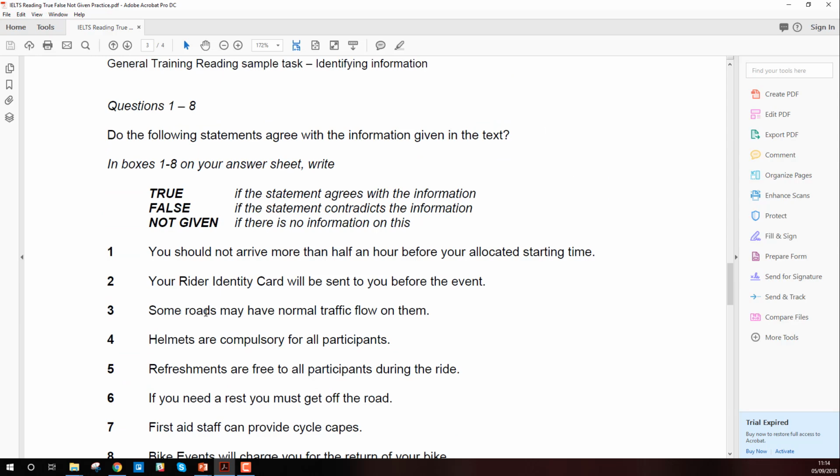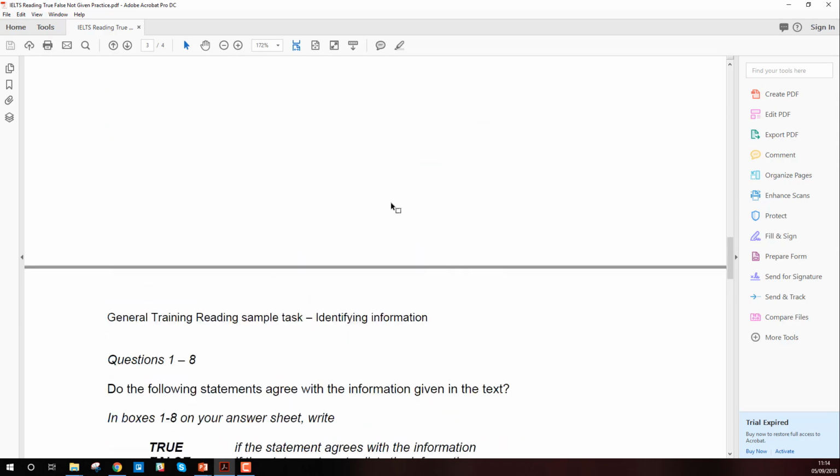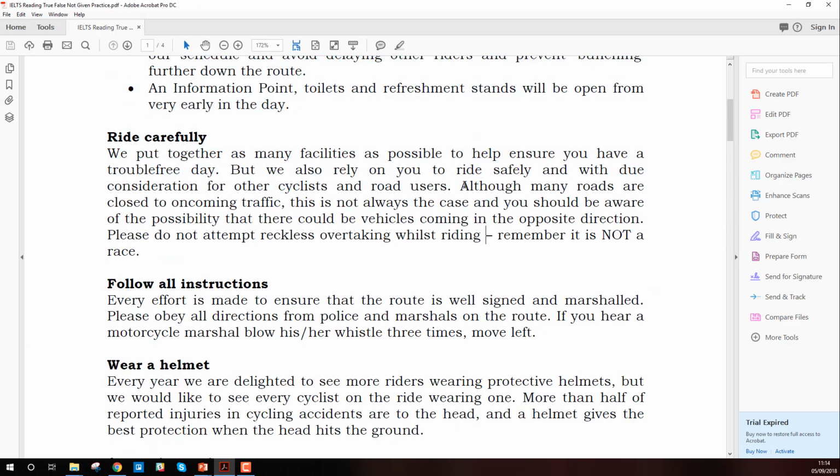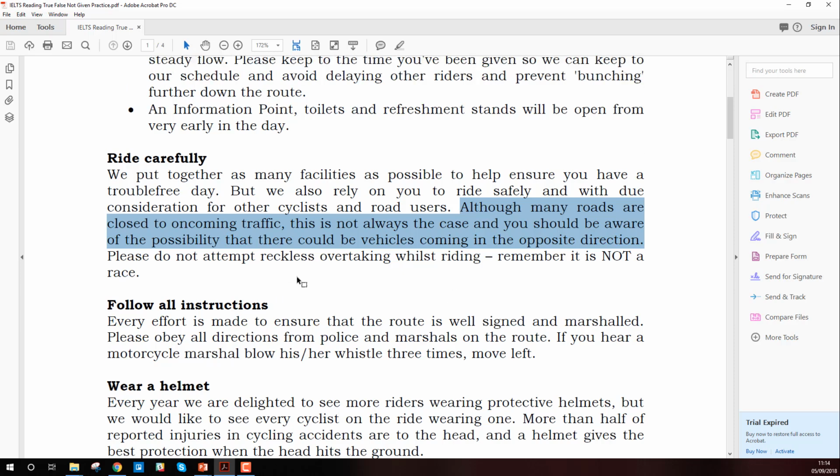Okay, number 3. Some roads may have normal traffic flow on them. Let's double check that this is the right place. Although many roads are close to oncoming traffic, this is not always the case, and you should be aware of the possibility that there could be vehicles coming in the opposite direction. Okay, so it doesn't talk about normal traffic flow, but remember, you're not going to get the exact same words all of the time. The first one was pretty easy. This one you're going to have to think about.